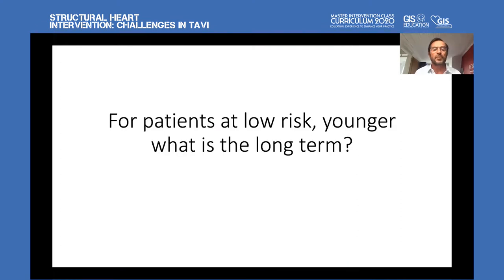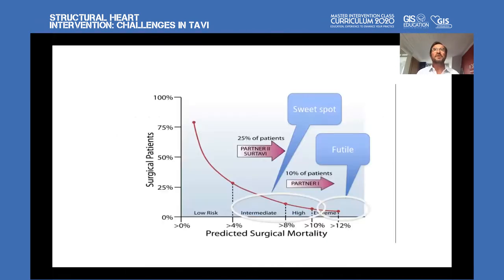So I finish with, for patients at low risk, younger, what is the long term? Because it is fine to have no problem during the intervention, but more pacemakers will be discussed by my colleague Kreischer. And what do we do with aortic regurgitation? This slide shows, in fact, that low risk is a major part of the surgical patients that we are going to succeed to treat. And we have to be very, very careful with this population, because they can have aortic regurgitation and pacemaker, especially when they are less than 60 years old.